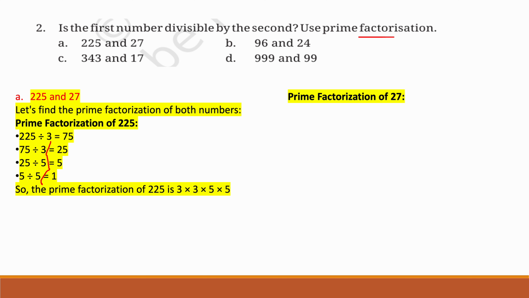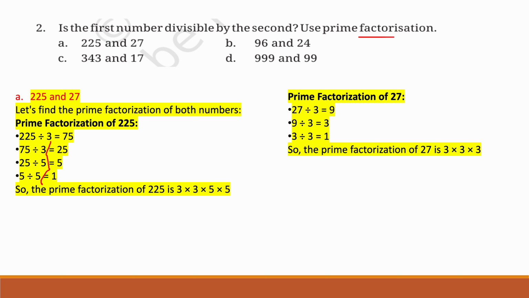The next, prime factorization of 27. 27 divided by 3 is 9. 9 divided by 3 is 3. 3 divided by 3 is 1. So, prime factorization of 27 is 3 into 3 into 3.